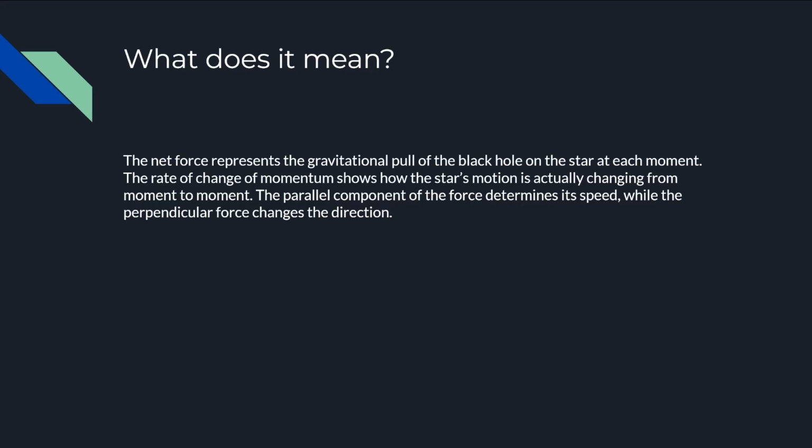As for interpreting this, we can see that the net force represents the gravitational pull of the black hole on the star at each moment. The rate of change of momentum shows how the star's motion is actually changing from moment to moment. The parallel component of the force determines the speed of the star, and the perpendicular force changes the direction of the star.